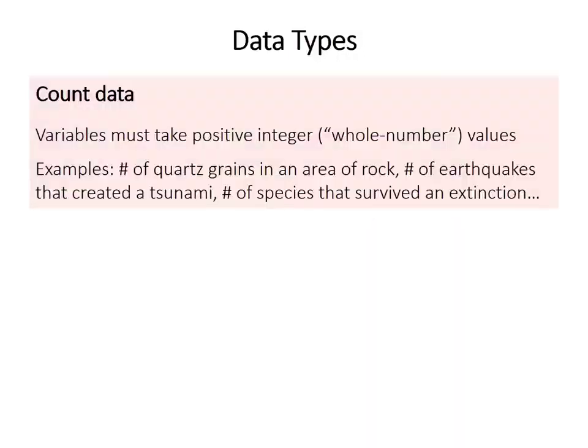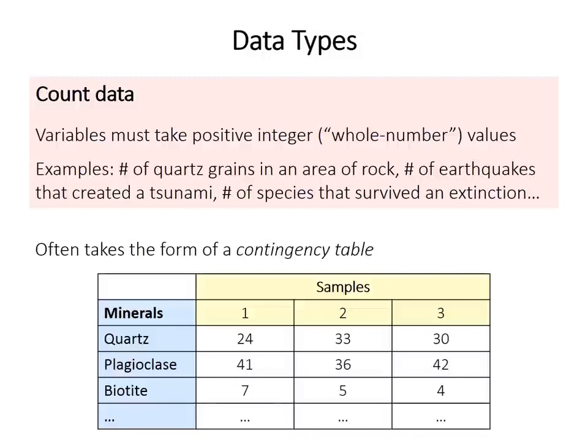So the other main type of data is called count data. So these are counts of items in categories, like the number of quartz grains in an area of rock, the number of species that survived an extinction, and so forth. Because they're counts, they must be positive values and they must be integers or whole numbers. You can't have a fraction of a species or half a quartz grain. So this data often comes in the form of a contingency table, which lists the counts of items in the categories. And we will come back to this type of data in a couple weeks.